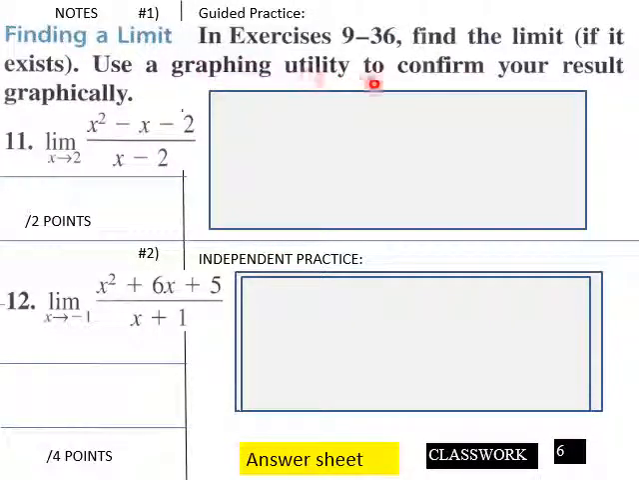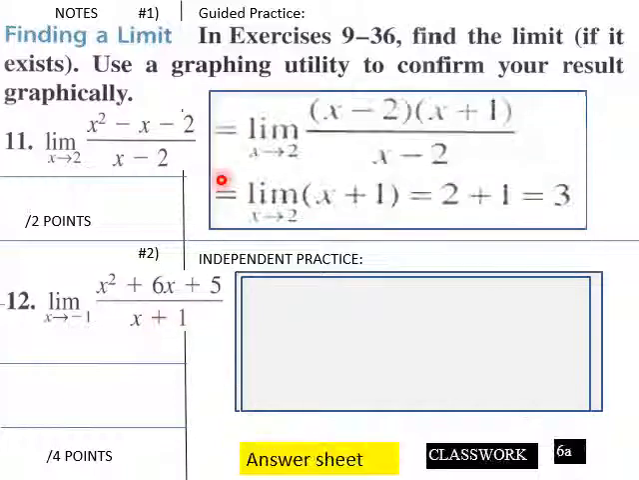Use a graphing calculator to confirm your result graphically. We have the limit as x approaches 2 of (x squared minus x minus 2) over (x minus 2). You say, when x equals 2, it's undefined. But by factoring, (x minus 2)(x plus 1), the x minus 2 factors cancel, and you have x plus 1. So the limit of x plus 1 as x approaches 2 becomes 3. When you take your time and factor first, you'll come out with a different solution.